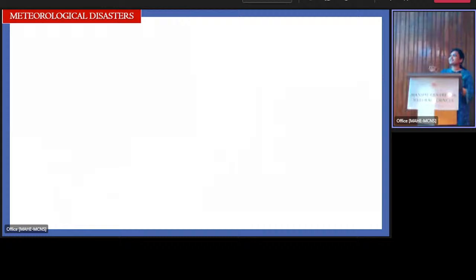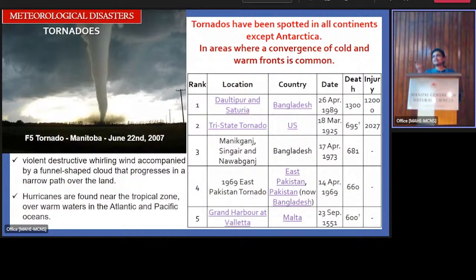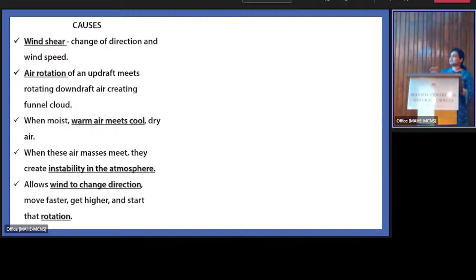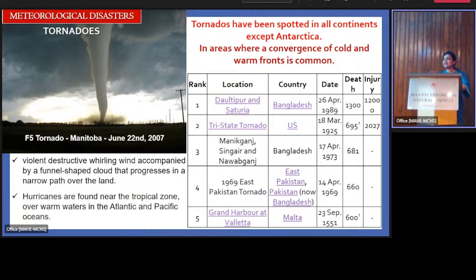Tornado. Well, tornadoes are more common in the Bangladesh region, where they are different from cyclones actually. Tornadoes are violent and very destructive. It is a funnel shaped whirling wind that moves over the land, follows a path and destroys. It's very destructive, just like hurricanes and tropical cyclones. These are some of the deadliest tornadoes that have been recorded, and Bangladesh is more prone to tornadoes. This happens in the area where warm air and cold air converge, and these are the several causes.